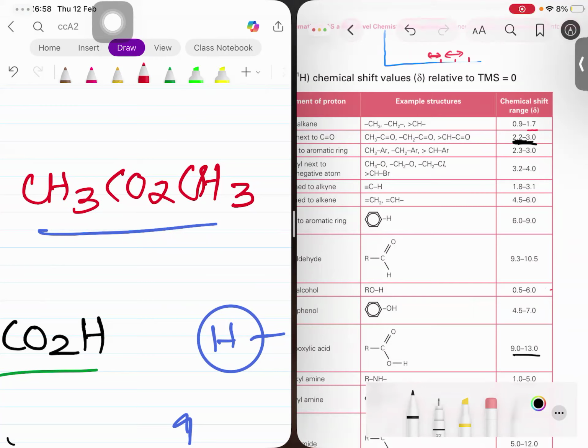How many peaks in the proton NMR spectrum for these CH3, CO2, CH3? It's an ester. So shouldn't there be one? Because both methyls look the same. Yes, they're in the same environment. Okay, I hope you will change your mind if I draw the structure of the ester like this, or are you not going to change your mind? Sir, are you still going with the... Shouldn't there be two then? Because the oxygen is blocking.